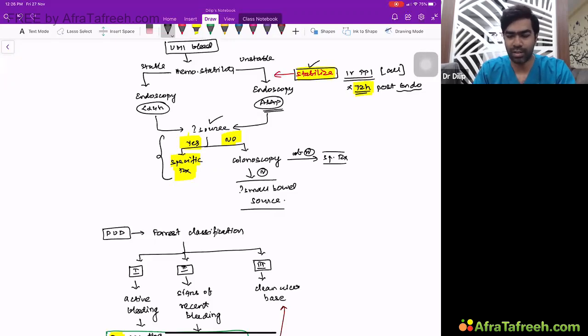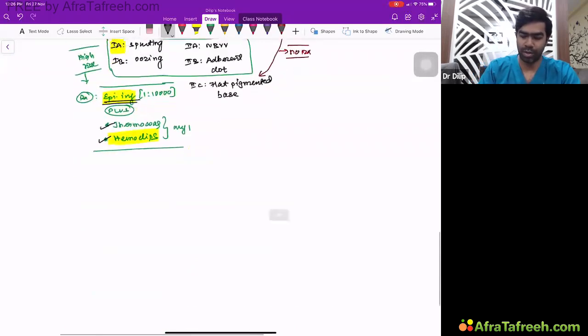So all upper gastrointestinal bleedings, especially if it's a peptic ulcer bleeding, definitely they should receive IV proton pump inhibitors 72 hours post endoscopy. Especially this is applicable for peptic ulcer bleeds, but it is extrapolated for every single UGI bleed. Every single UGI bleed you can give IV proton pump inhibitors. But for peptic ulcer bleeds, it's a special recommendation. Definitely they should receive it for 72 hours post endoscopy, which is a very important point.